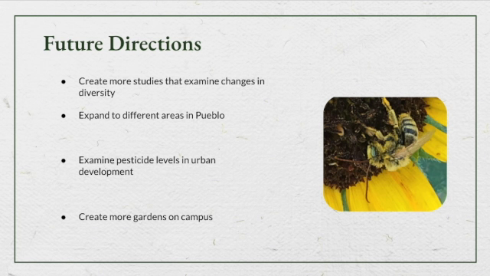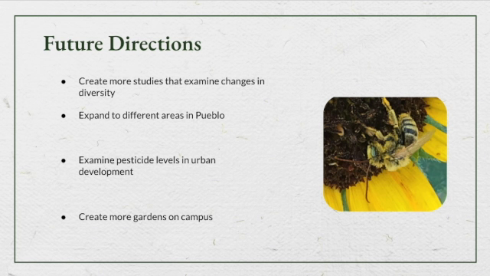To extend the findings of this study, I believe that the methods should expand to different areas in Pueblo, not just concentrate on a university, which was Colorado State University Pueblo, but also different locations around the area, which are heavily understudied. I believe it is also important to further examine pesticide levels in urban development to truly understand the variables that are affecting pollinator populations because, as I mentioned previously, there can be many contributing factors to their declines.